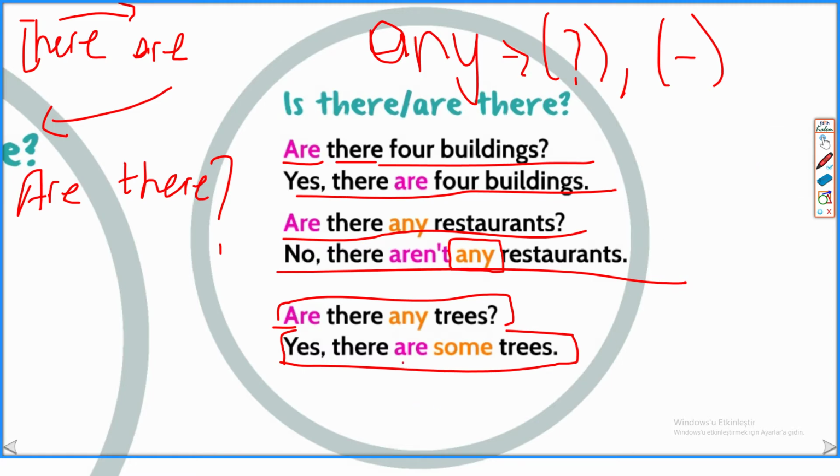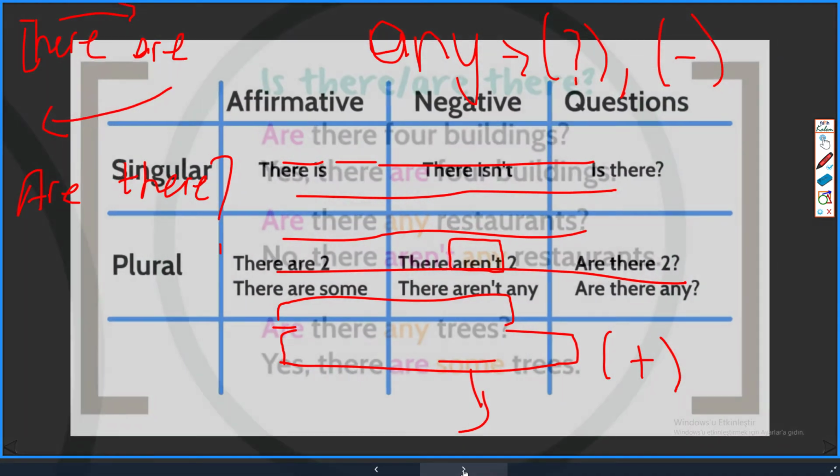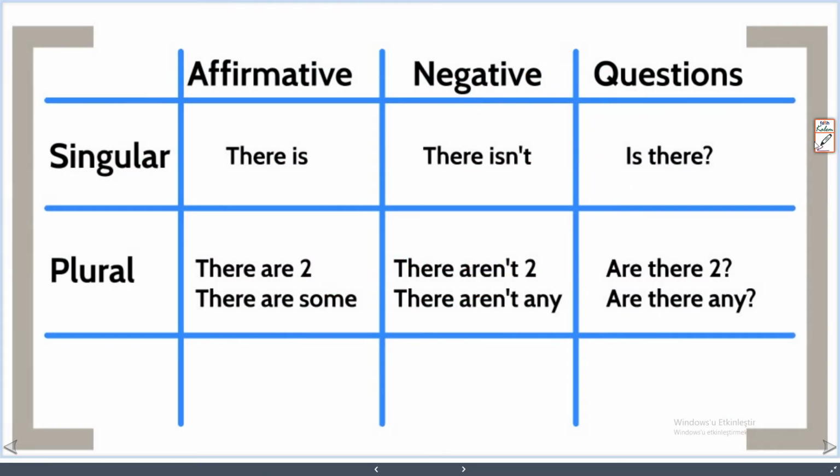in "some" we use positive sentences, some is used in positive, but "any" is negative and question at the same time. Okay, guys. Okay, my friends. And we are going on.